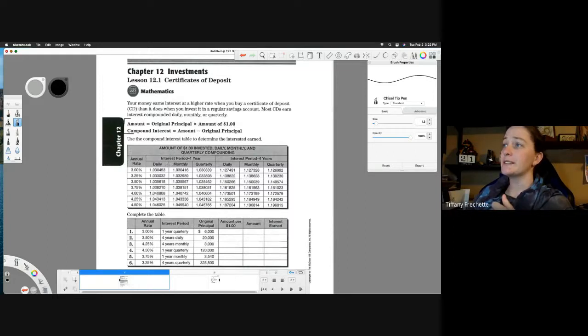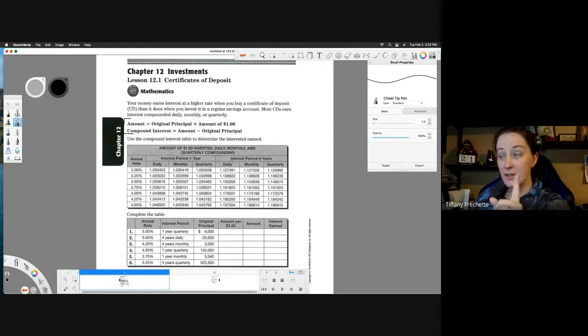So when it says amount of dollar, you need to find in this table where it is. And this one's a bit more complicated as far as tables go. So we have interest period 1 year. So are you choosing 1 year, or interest period 4 years? So it's going to tell you either 1 year or 4 years.